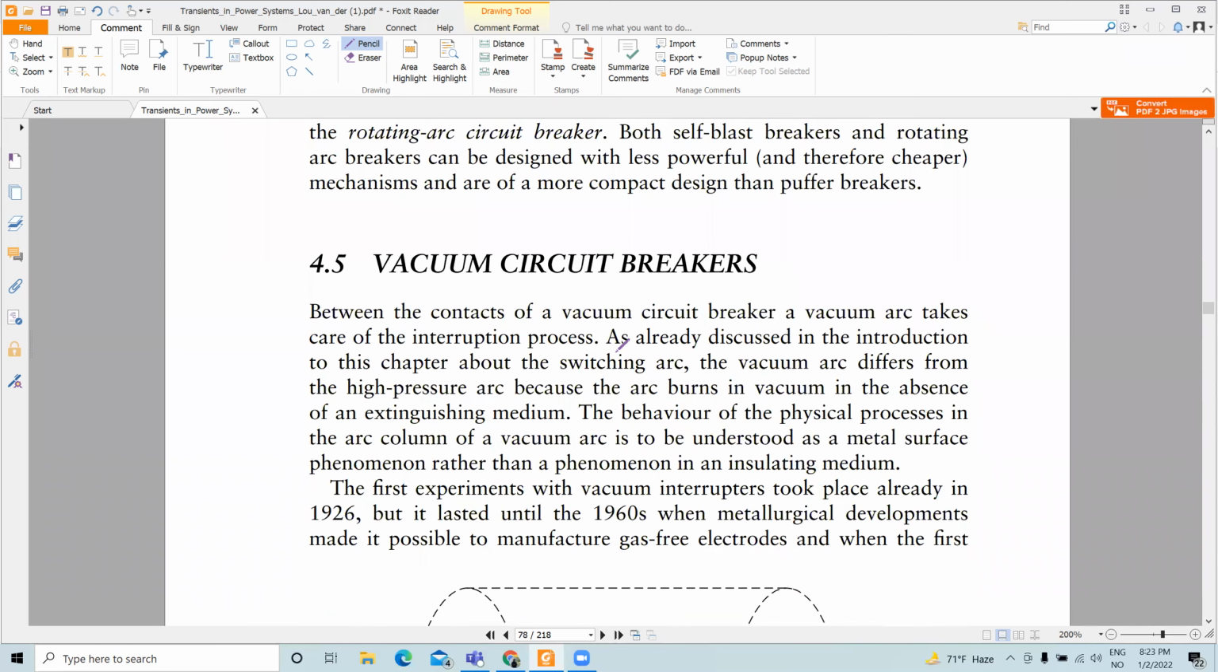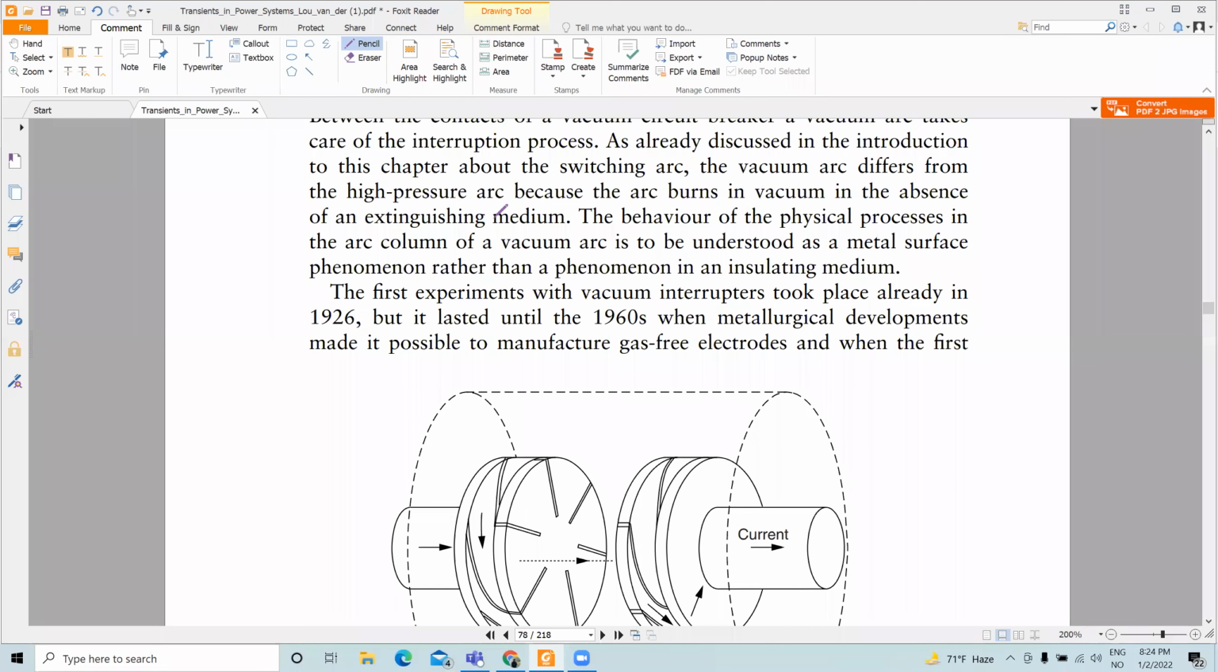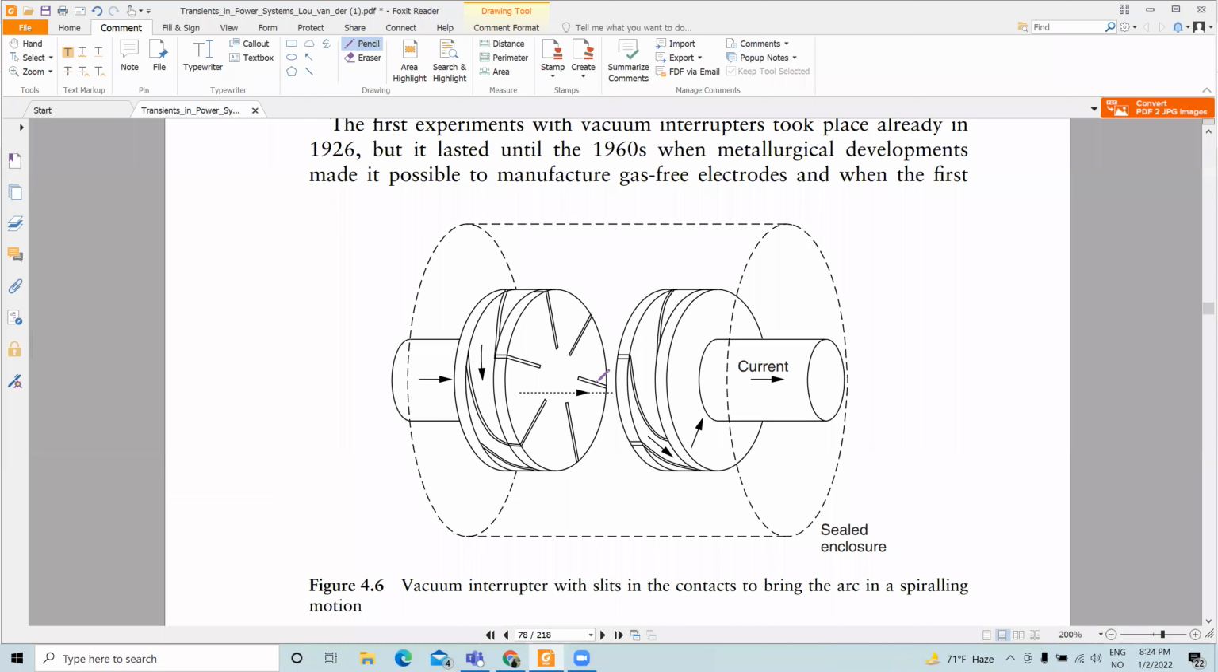You have another breaker which is called vacuum circuit breaker. Vacuum breakers use the vacuum medium to interrupt the current. Inside the vacuum medium, when these two contacts separate, you have an arc, and at current zero, as there is no more current flowing through the vacuum, it can interrupt the current.